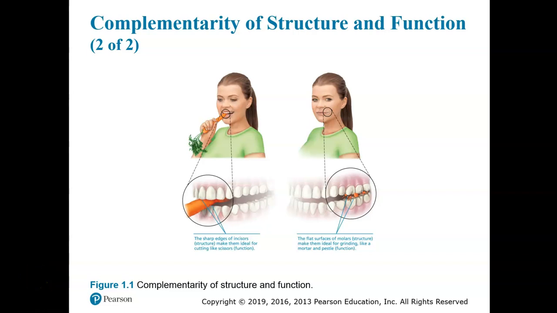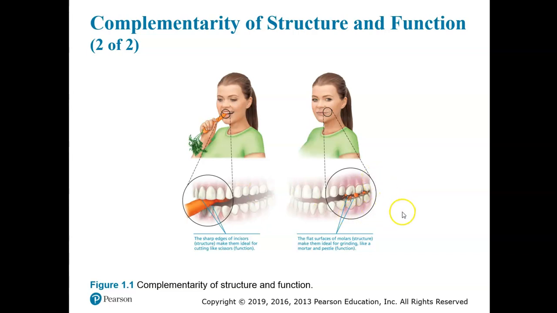This is an example from the human teeth. And what you see here, on the picture on the left, is a focus on the incisors, which are used for clipping and cutting because of their shape. They have sharp edges, which allows you to cut into and bite off a piece of your carrot that you're eating. So they function a little bit like scissors.